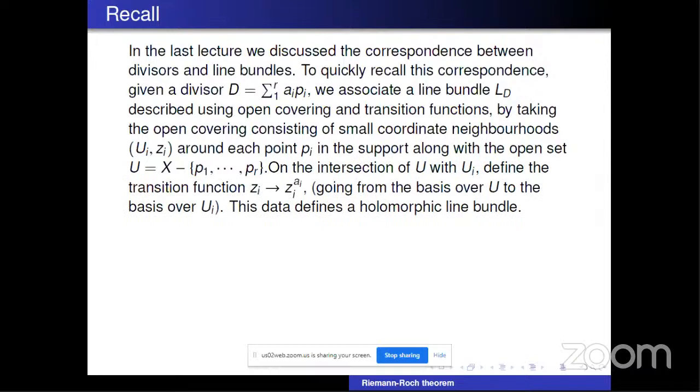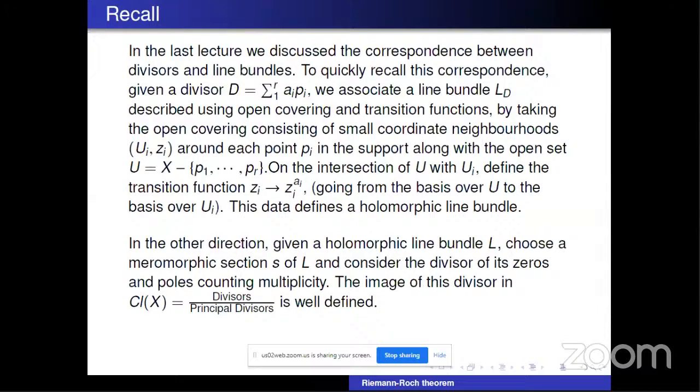On the intersection of U with U_i, define the transition functions z_i going to z_i to the power a_i, going from the basis over U to the basis over U_i. This defines a collection of transition functions and therefore defines the data of a holomorphic line bundle. As I said, the cocycle condition is automatic here because no three open sets intersect. So this data of open coverings and transition functions defines a holomorphic line bundle.